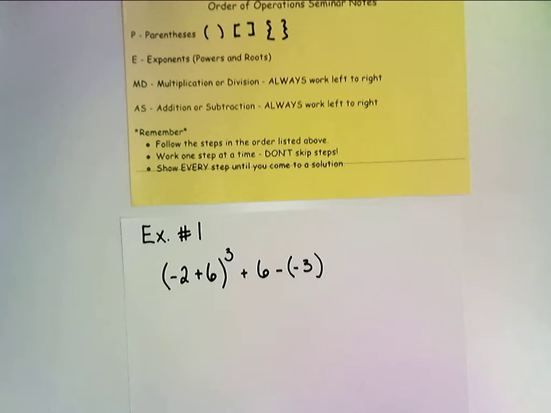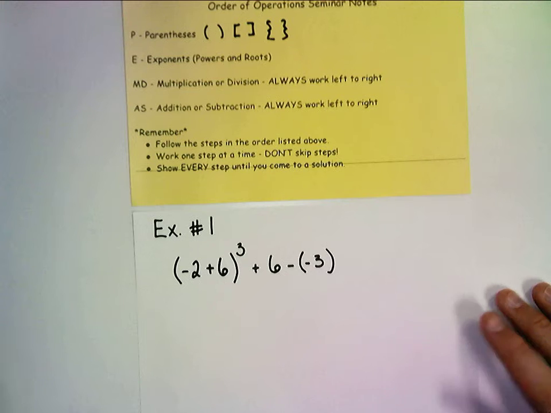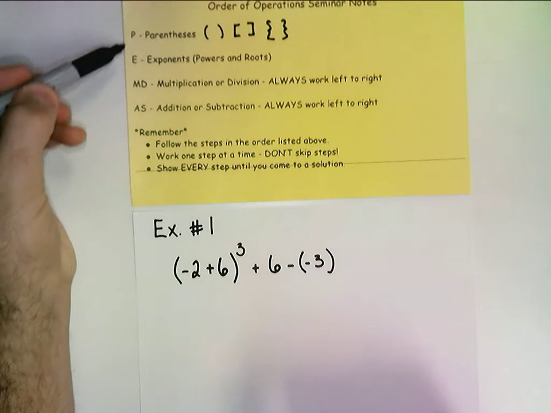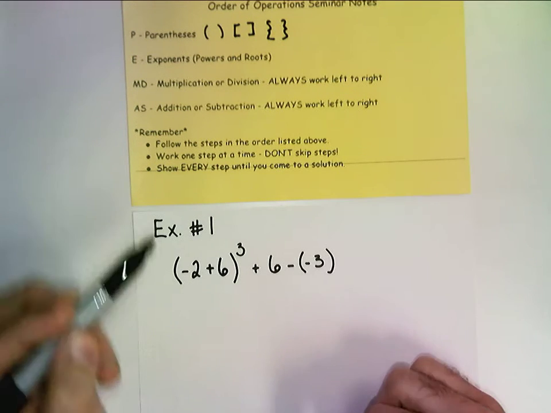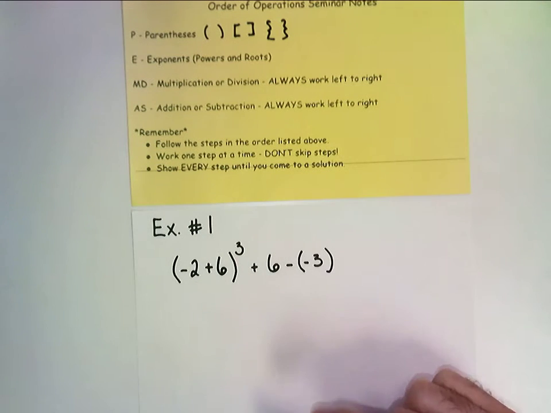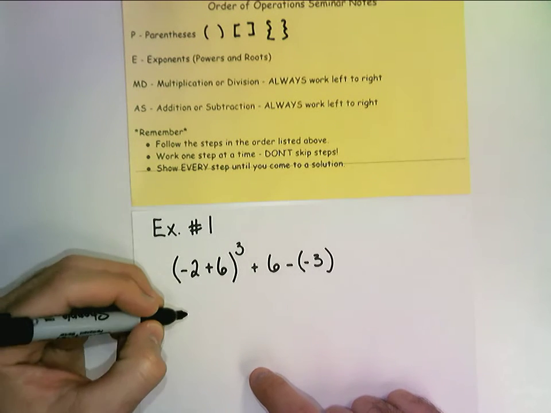So example 1 here says, in parentheses, -2 plus 6 to the 3rd power plus 6 minus a -3. Now, there's a lot going on here, but if we follow through the order of operations, we should be able to complete this problem successfully. So first and foremost, I'm going to look for any parentheses. And as I see here, there are parentheses. So first and foremost, I should be looking at this -2 plus 6.